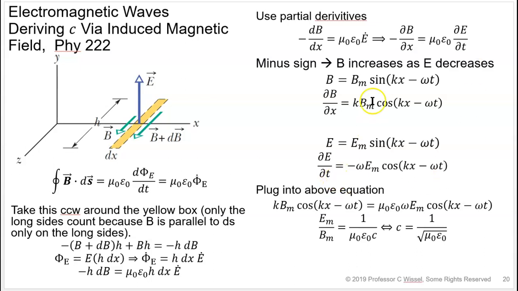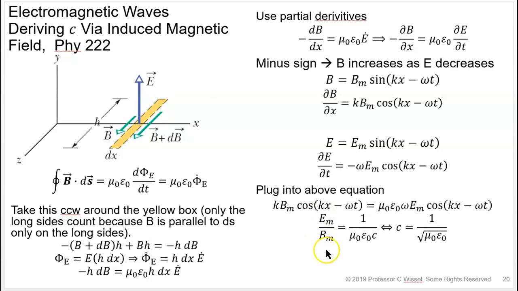The negative sign, there's a negative sign here that drops out, if I remember correctly. Yeah, it comes out here. Okay, so then k times B max times the cosine of kx minus omega t equals mu naught epsilon naught omega E max times the cosine of kx minus omega t.